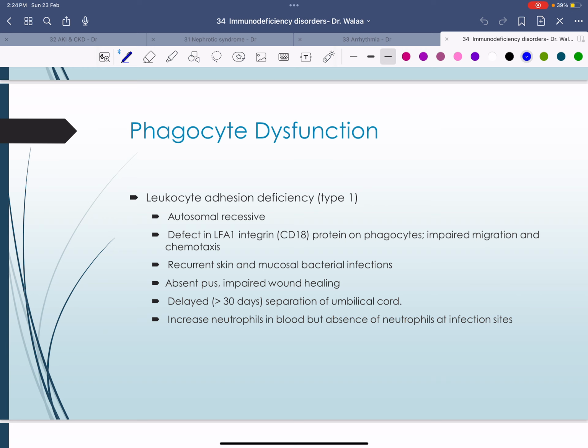Okay, this will lead to recurrent skin and mucosal infections. This will lead to chronic and recurrent pyogenic infections. They will have a problem with deep abscesses or organ abscesses. One of the early manifestations would be impaired or delayed umbilical cord separation.